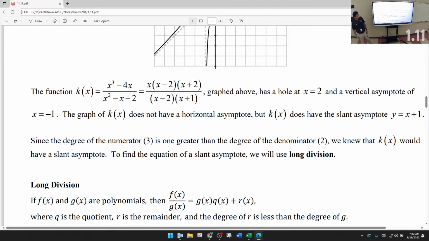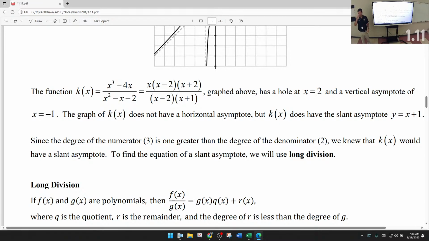It has a hole at 2. So we know we have a hole at 2. We have a vertical asymptote at -1. We have a zero at -2. We have a zero at 0. Okay, so those are things you need to recognize from that. And what I mean by zeros, those are x-intercepts.